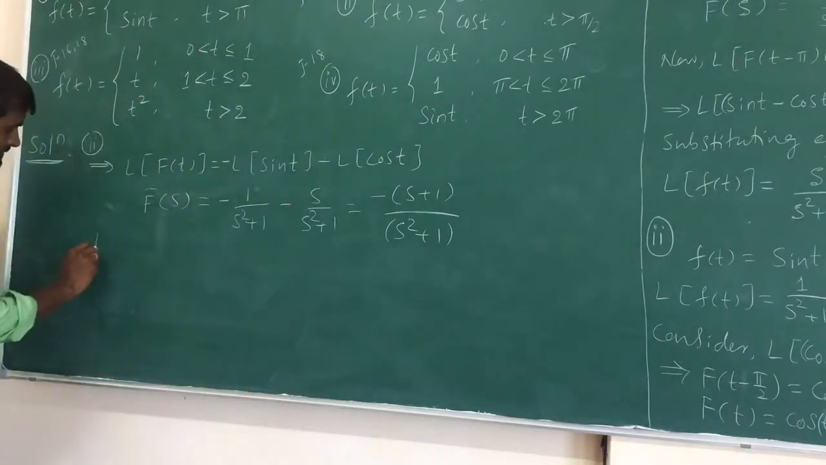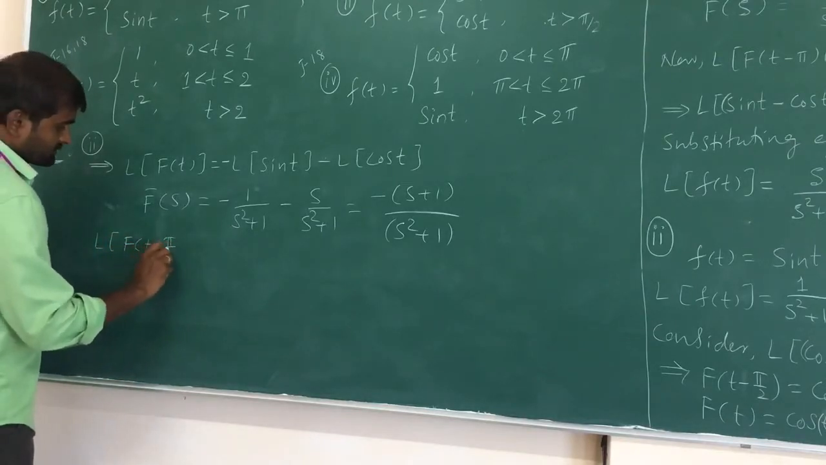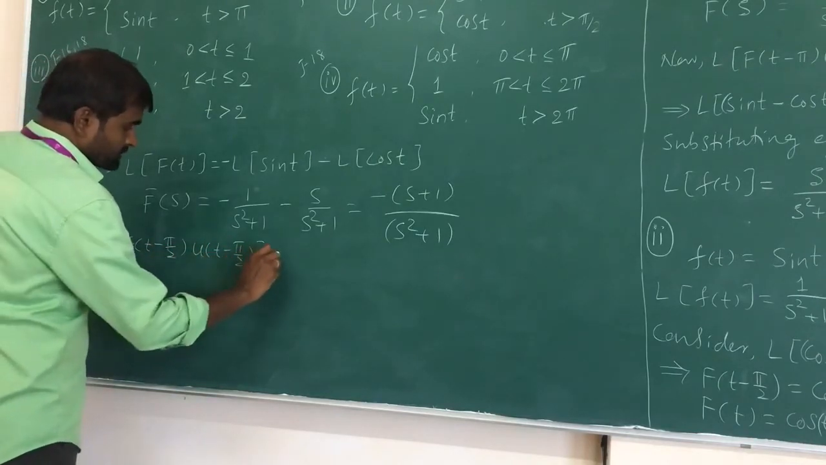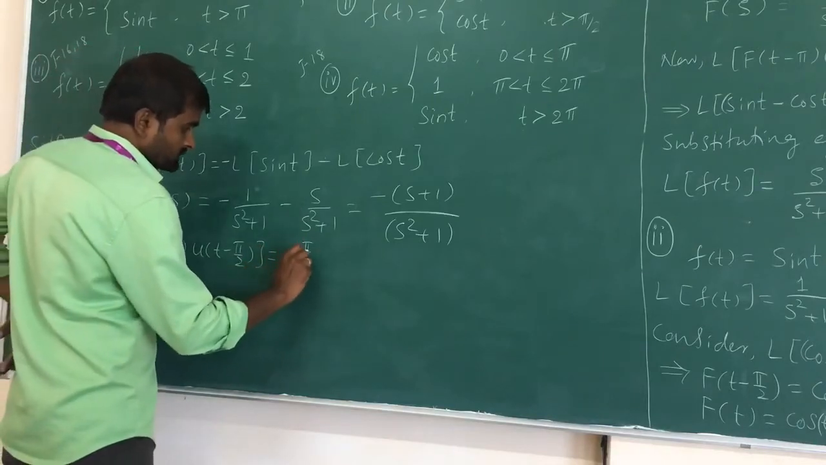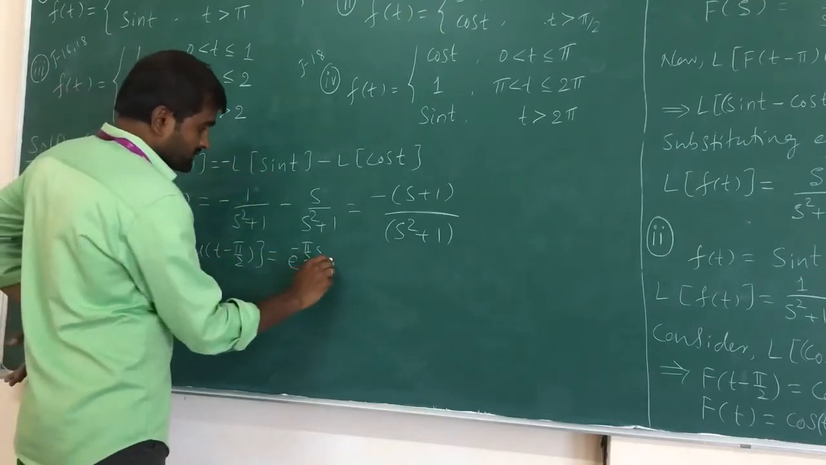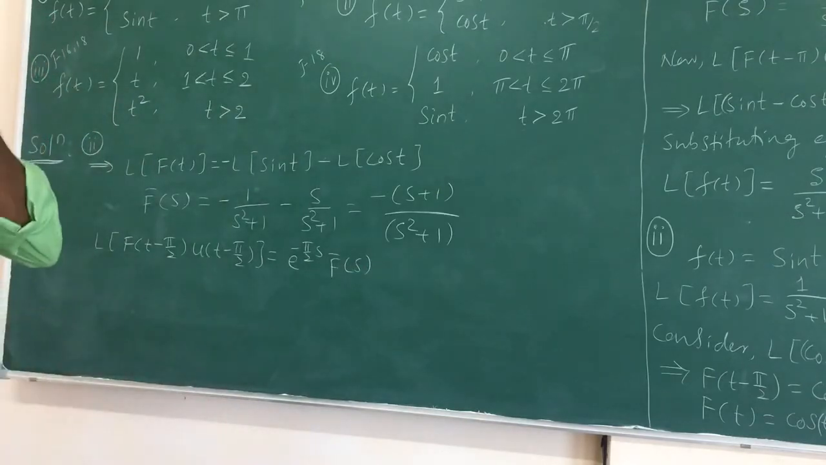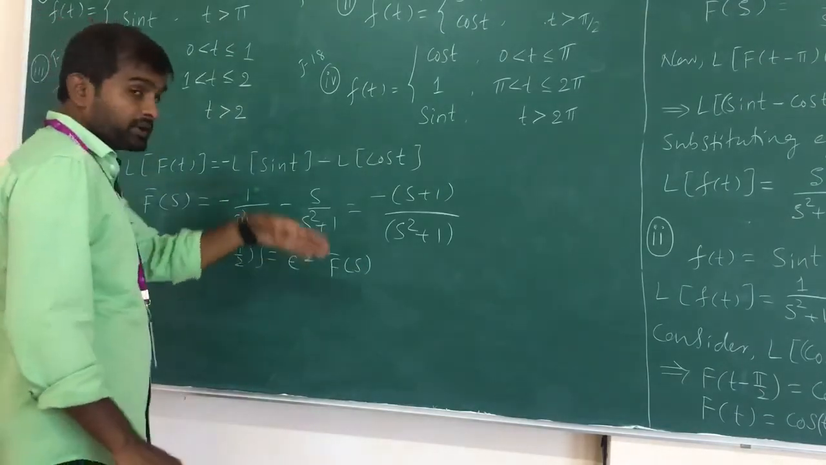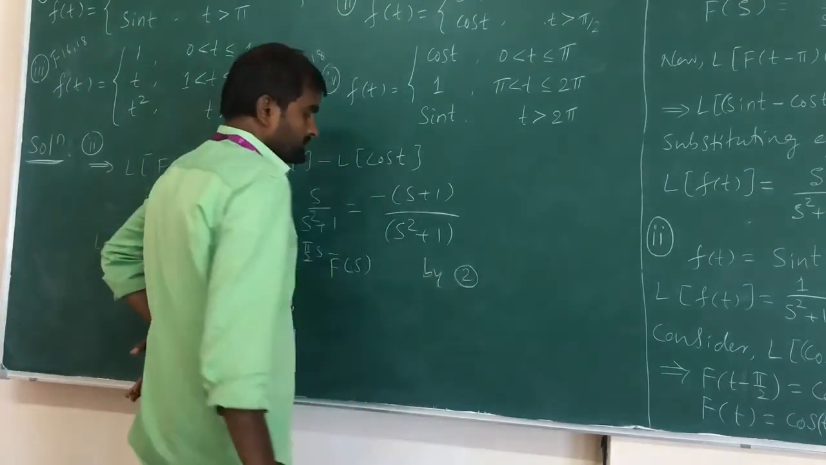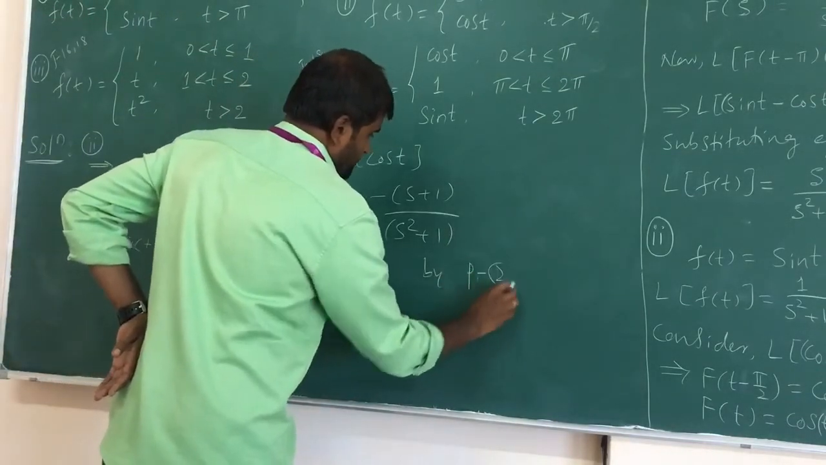Then L of capital F of (t minus pi by 2) into u of (t minus pi by 2), which is equal to e raised to minus pi by 2 into s, capital F bar of s. Right? This we know by property 2. You can say by property 2.